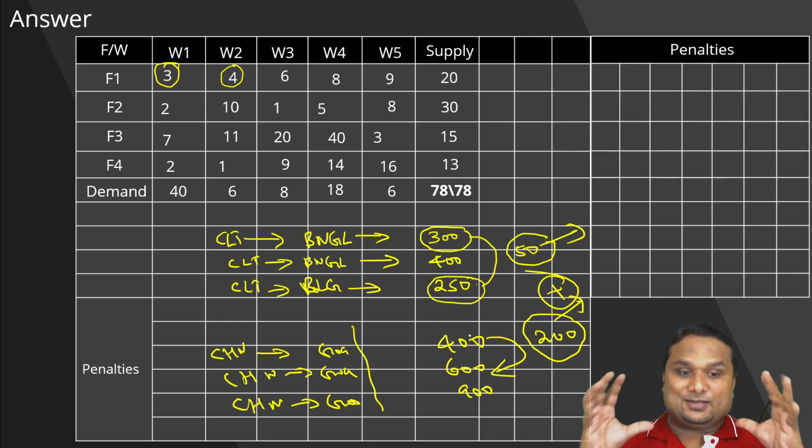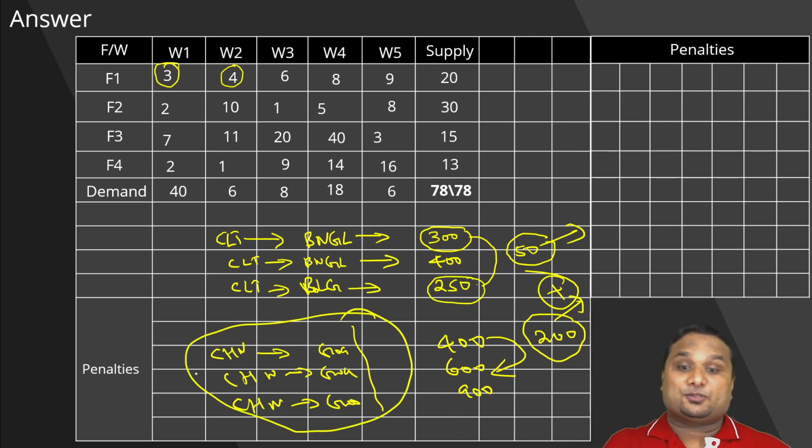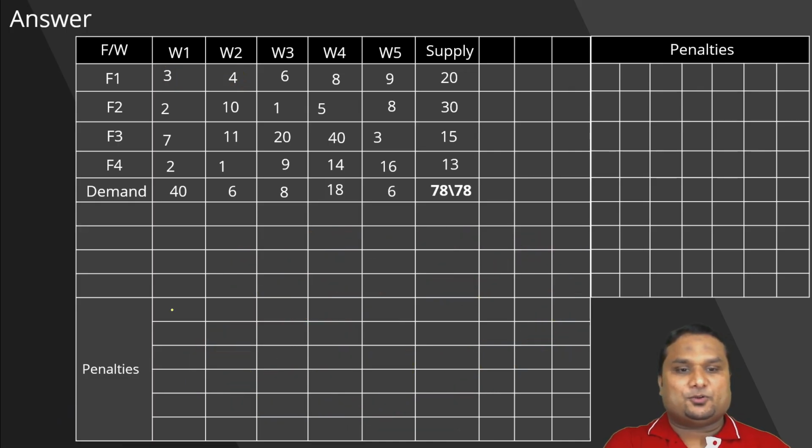So this is the logic. Now where should I focus first? I should focus first on Chennai to Goa, because here the extra cost is 200, which is highly increased. That is the logic of doing the transportation problem in Vogel's approximation method, and this is the very best method of transportation.